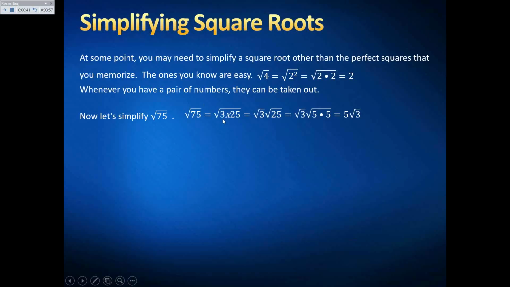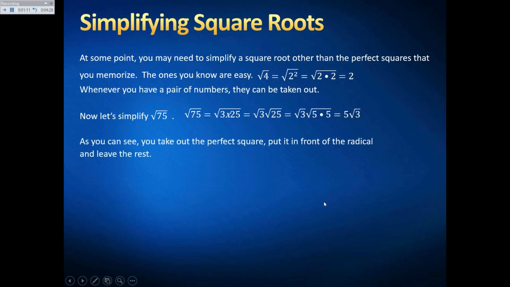Now let's simplify the square root of 75. We know we could break it up to 3 times 25, and what we're looking for is a perfect square. Now once we know that, we can separate those into 2 radicals. Square root of 3 times the square root of 25. And since we know that 5 times 5 is 25, still under the radical, that simplified becomes 5, taking the pair out, 5 times the square root of 3. As you can see, you take out the perfect square, put it in front of the radical, and then leave everything else like it was.